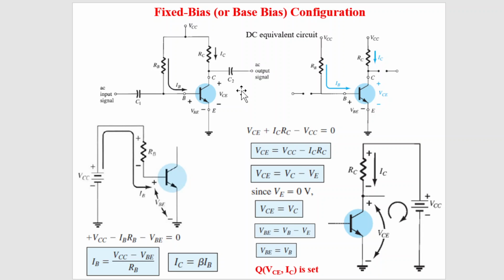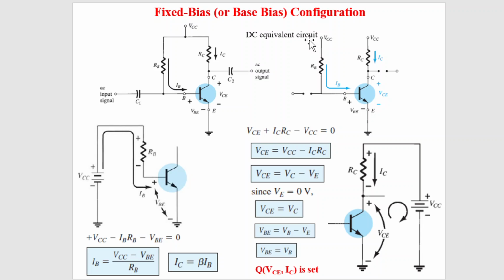So if you draw the DC equivalent circuit of this circuit, both the base and the collector are connected with the plus VCC. So here plus VCC and plus VCC, that is plus VCC going to the base and plus VCC going to the collector, and then the emitter. Now let us check the polarity, whether your transistor is properly biased or not.